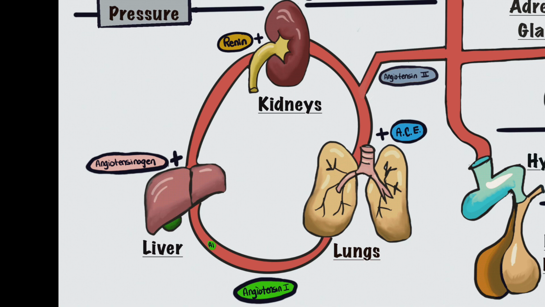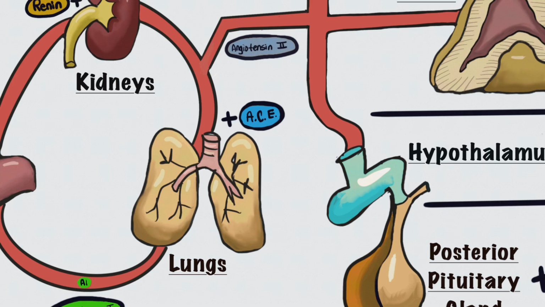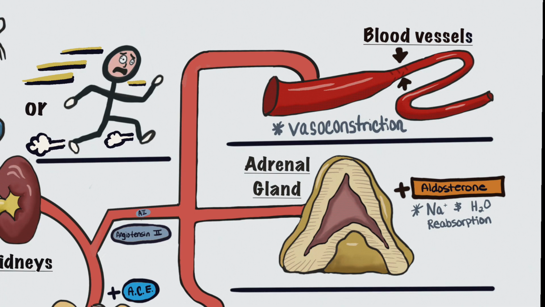Now we have angiotensin 1 in the circulation, where at the lungs it will meet angiotensin converting enzyme, otherwise known as ACE. ACE will break angiotensin 1 and convert it into angiotensin 2. Angiotensin 2 will enter the circulation, where it will cause blood vessels to vasoconstrict, and it will have the adrenal gland release aldosterone, which will help with sodium and water reabsorption.